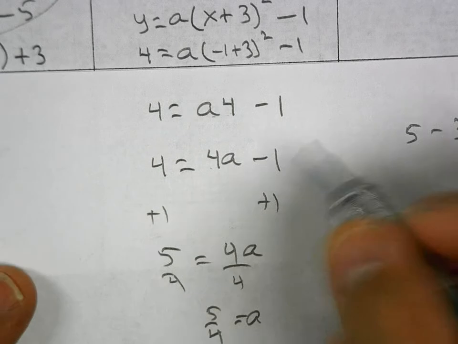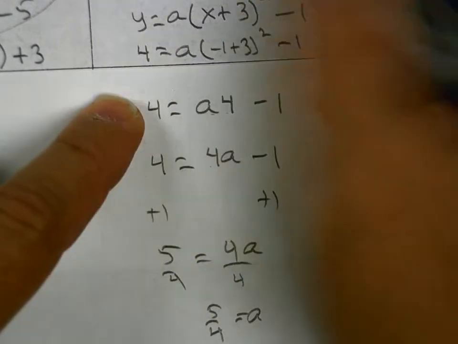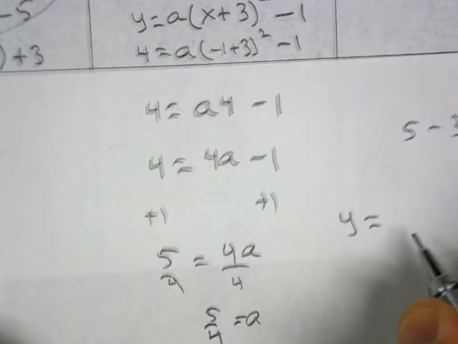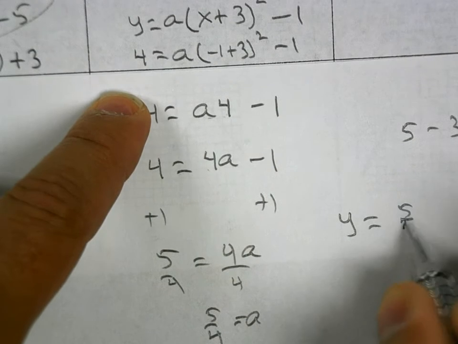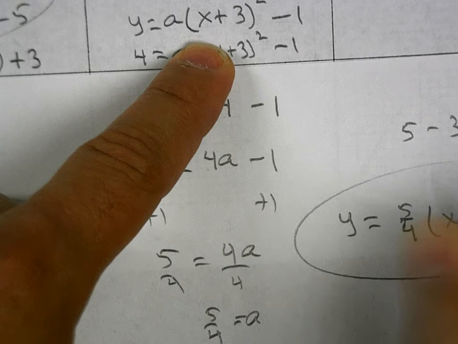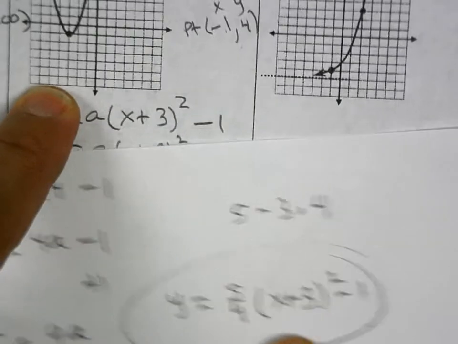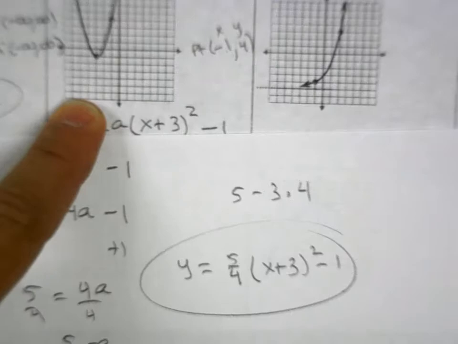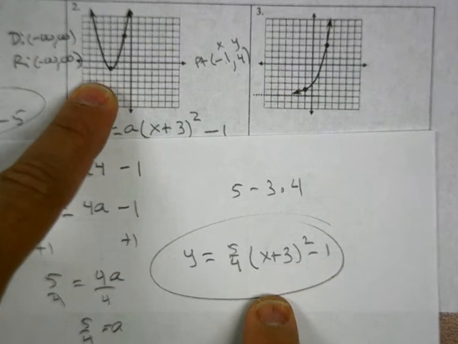So then your answer, as far as our equation, is y equals 5/4 times x plus 3 squared minus 1. There's our parabola. Oops, sorry. That's our parabola. Okay? So that's how we do parabolas.